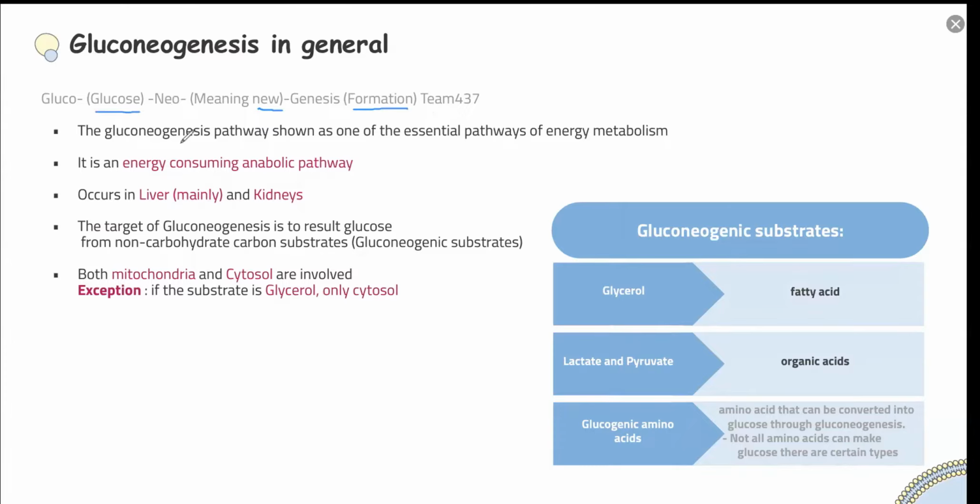So the gluconeogenesis pathway is shown as one of the essential pathways of energy metabolism. It is an energy consuming pathway. Of course, since it is anabolic, that is the synthesis pathway, it must consume energy. So it usually occurs mainly in the liver, kidney, and sometimes in the enterocytes. Enterocyte, that is the small intestine.